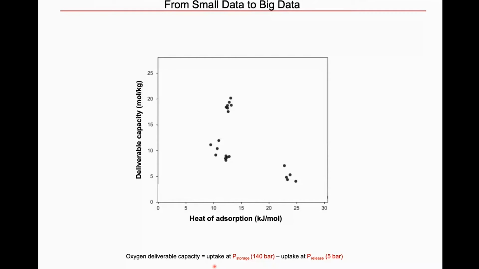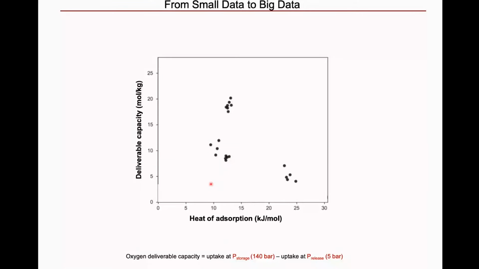You have the uptake at 140 bar minus the uptake at 5 bar, right? Because you want to use the MOF to basically adsorb and desorb the gas. So you're adsorbing at 140 bar, then you're desorbing at 5 bar. And this is plotted versus the heat of adsorption values. Remember that adsorption is an exothermic process, so you're releasing some heat. Every data point that you see in this graph is a result of a separate MOF material, right?